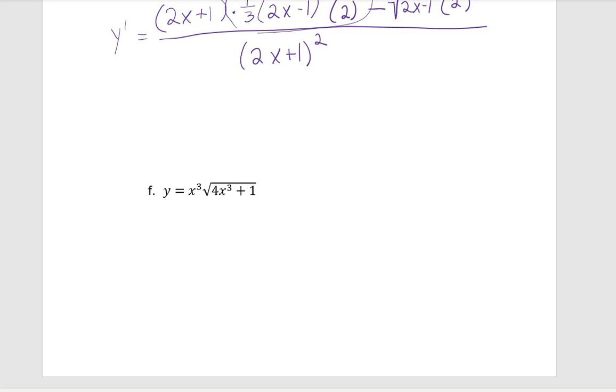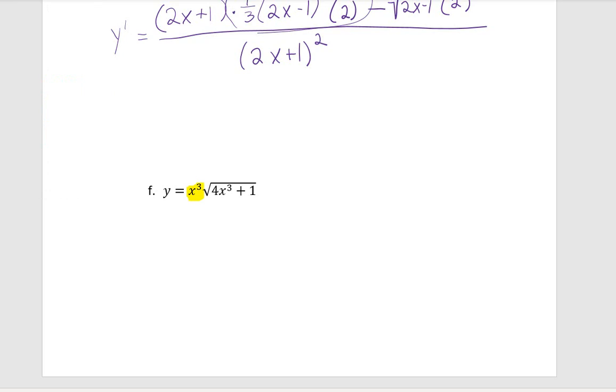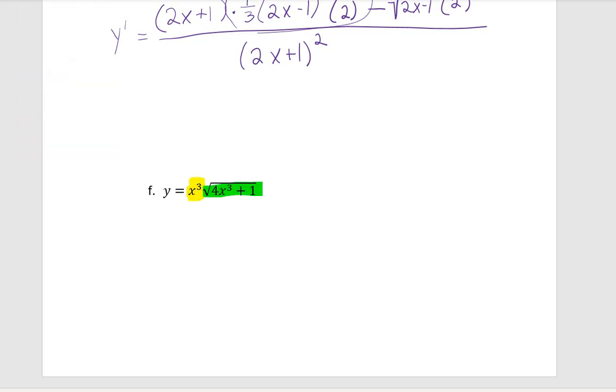Alright, the very last one, f, what we can see here is that we have x to the third times the square root of 4x cubed plus 1. So again, because these two are multiplying, and that's the big outer operation of these two pieces, we're going to have to use the product rule. So that will be 3x squared, the derivative of the first one, times, remember, leave that second one alone, plus, now we're going to leave the first one alone and multiply by the derivative of the second.